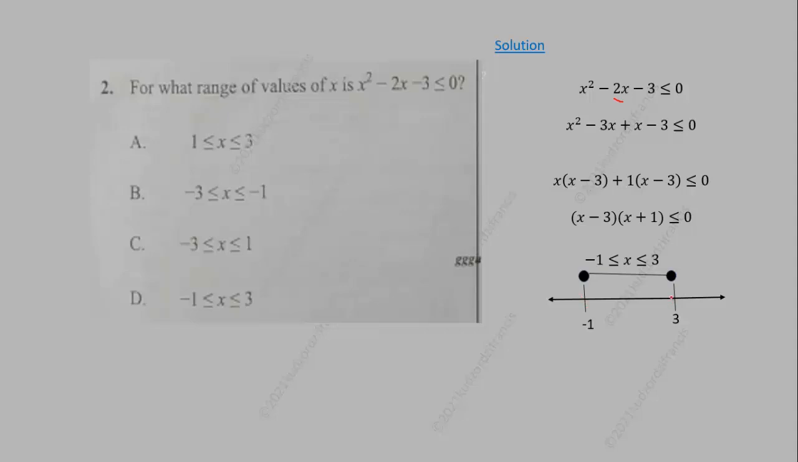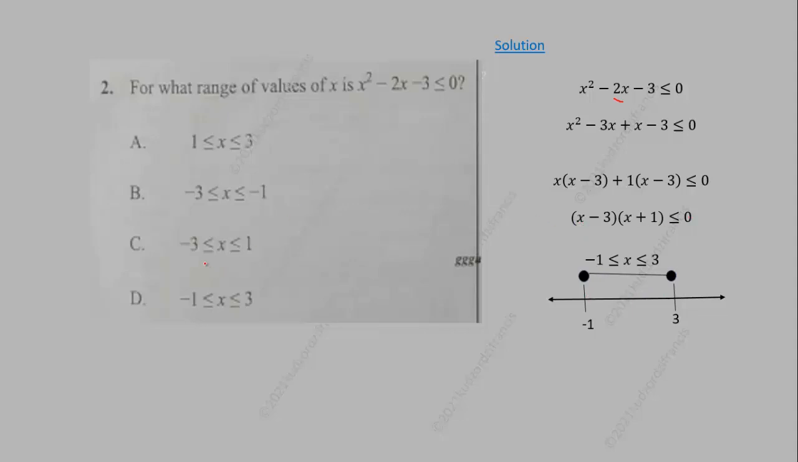So these boundaries have created 3 regions. 1, 2, 3. So we are going to test the inequality here with any value from these regions. So let's say we pick 0 from here, and we substitute here. We get negative 3 times 1, which is negative 3. So negative 3 is less than or equal to 0. That statement is true. So it means this region, any value within this region will satisfy this inequality.